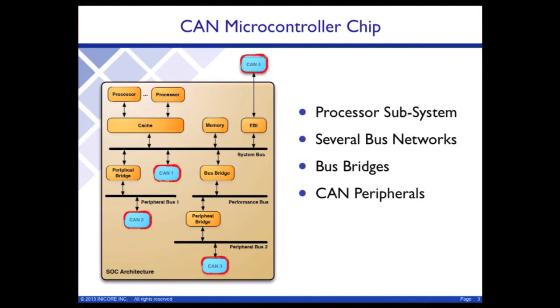If you look at it, here at CAN 1, it could be on the system bus, which is very unlikely because the system bus is a high performance bus. It could be here on a peripheral bus, even further down on another peripheral bus, and last but not least, as an external device.